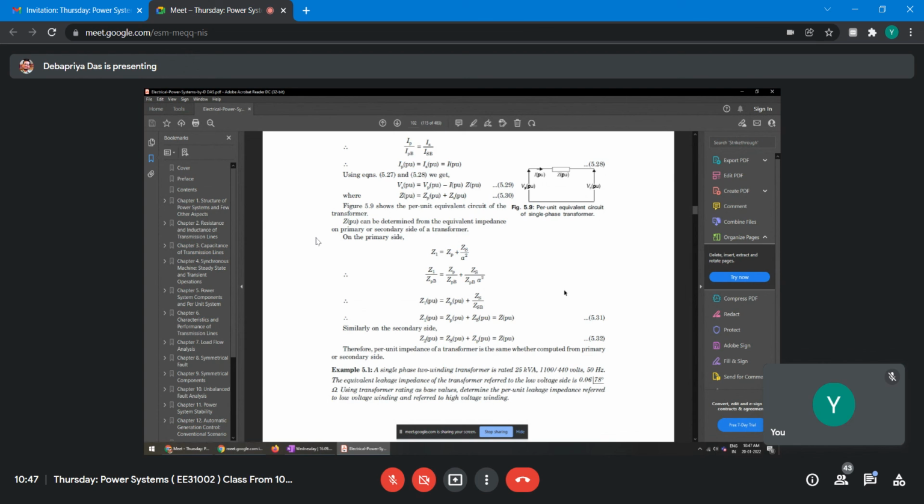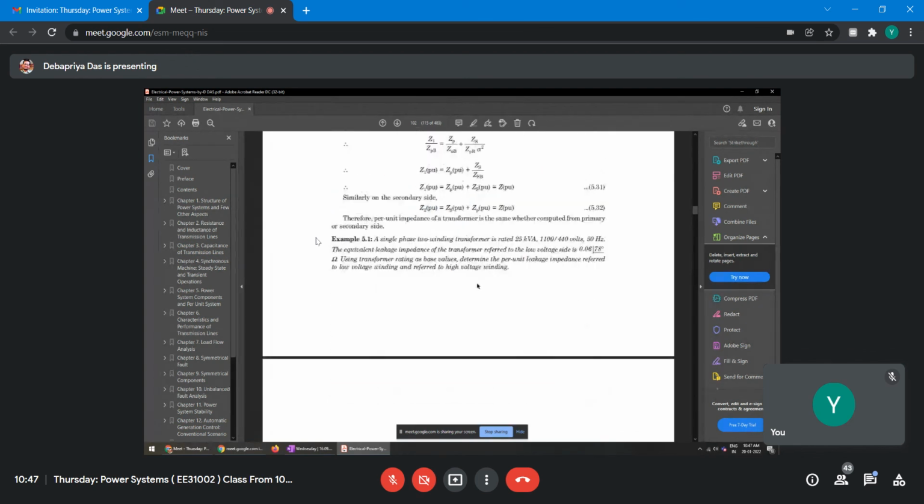But anyway, before closing this, that's one example I'll explain. A single phase two winding transformer is rated 25 kVA, and voltage is 1100 by 440 volt. Frequency is 50 hertz. The equivalent leakage impedance of the transformer referred to the low voltage side is given, that is 0.06 angle 78 degree ohm.